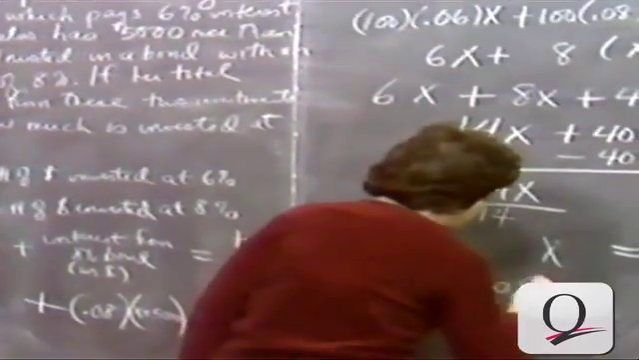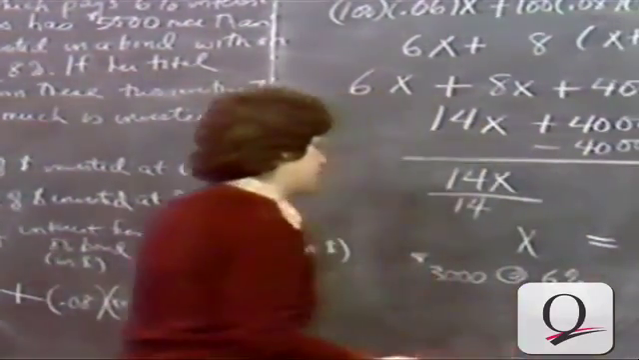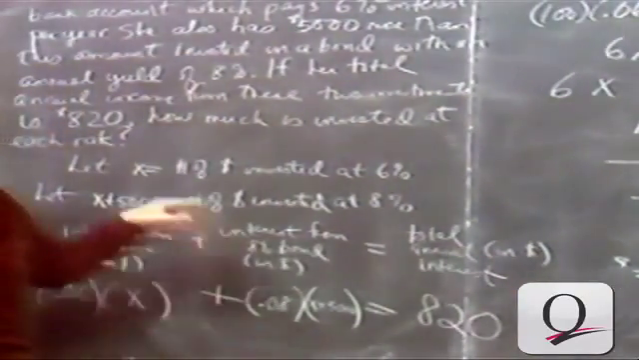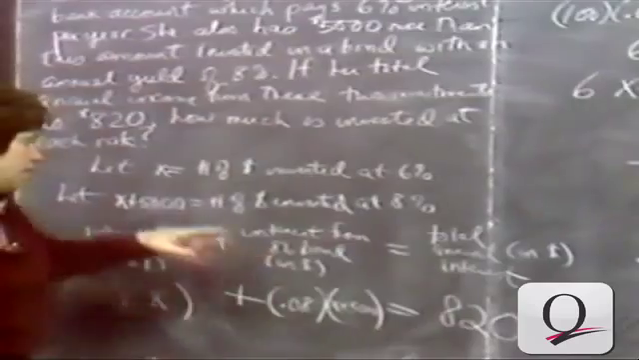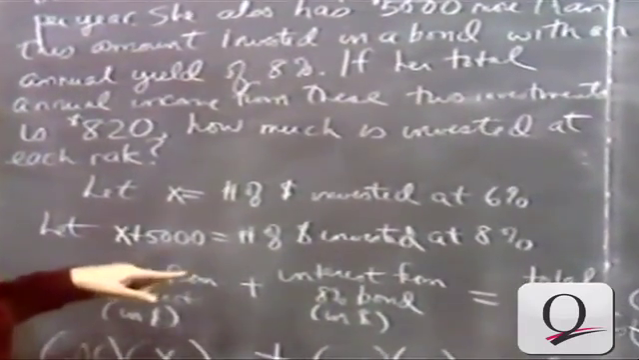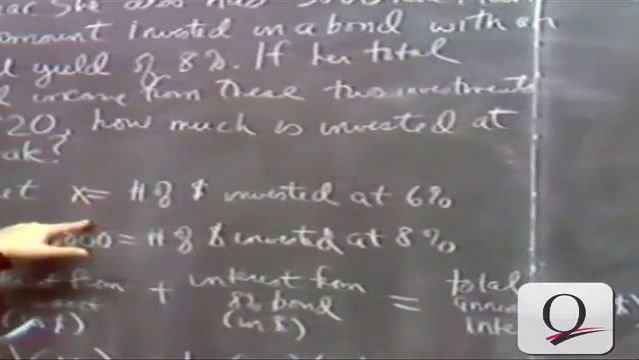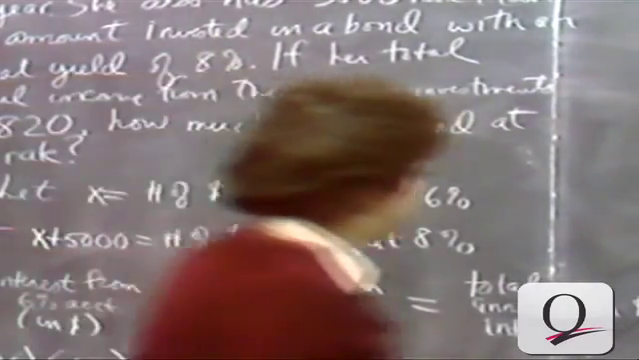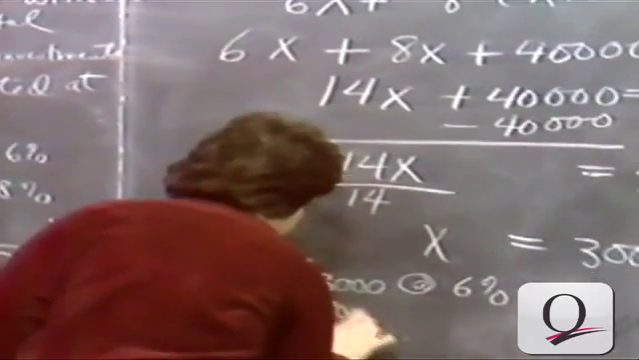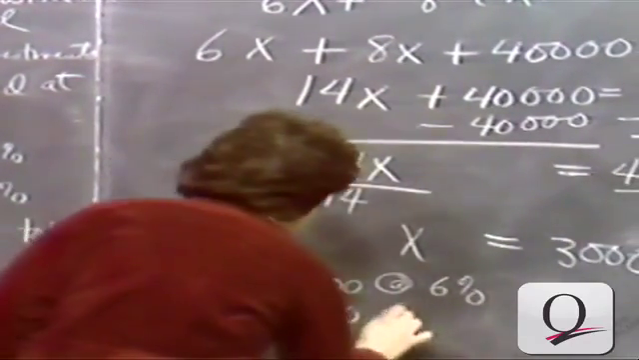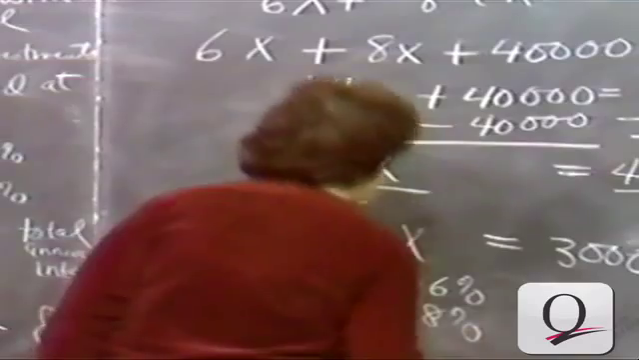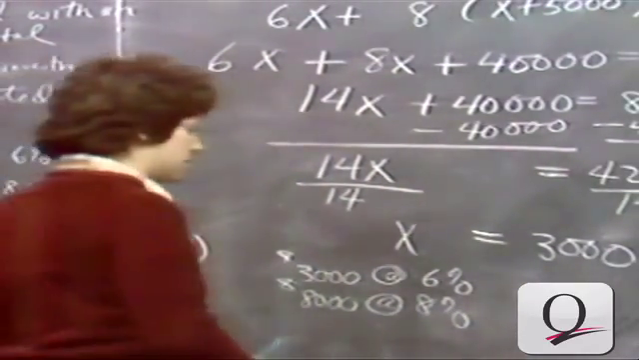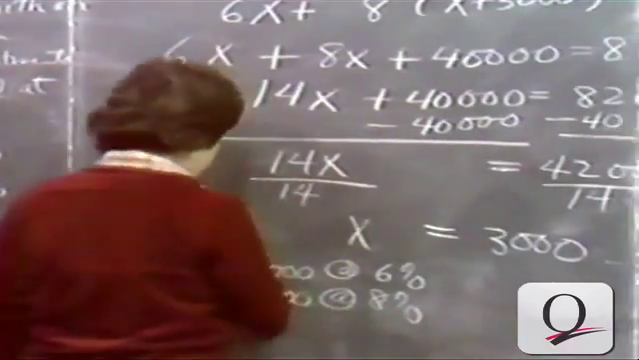$3,000 at 6%, because x is 3,000. And $5,000 more than that amount invested at 8%. So if 3,000 is invested at 6%, we have 3,000 plus 5,000, 8,000 invested at 8%. Okay, now the 3,000 invested at 6% gives us an interest. This is the answer to the problem.